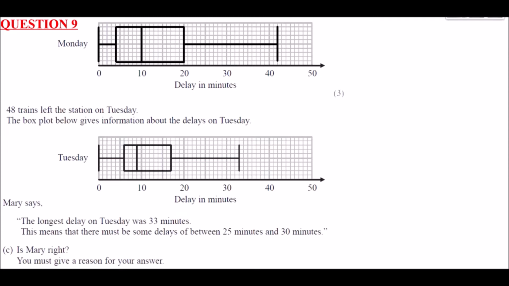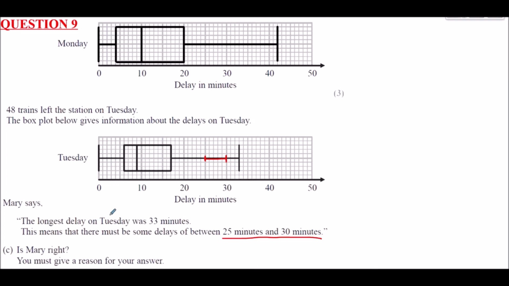Finally, for part C, Mary's saying here that the longest delay on Tuesday was 33 minutes. And she's saying then that this means that there must be some delays between 25 minutes and 30 minutes. So is she right? Well, let's just think about this. She's saying there has to be some delays between 25 and 30. So she's saying some need to be delayed between here. Whoops, that's 20, my mistake, silly me. Between 25 and 30, she's saying there should be some delays there.